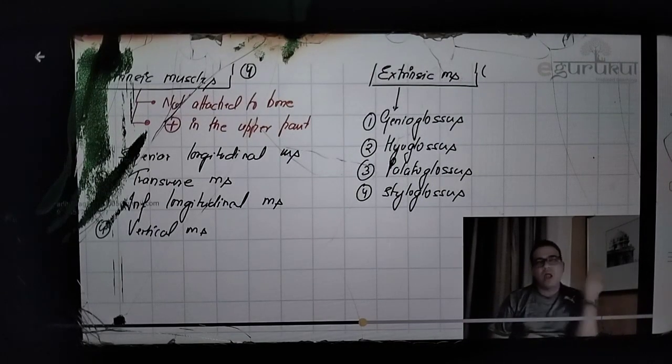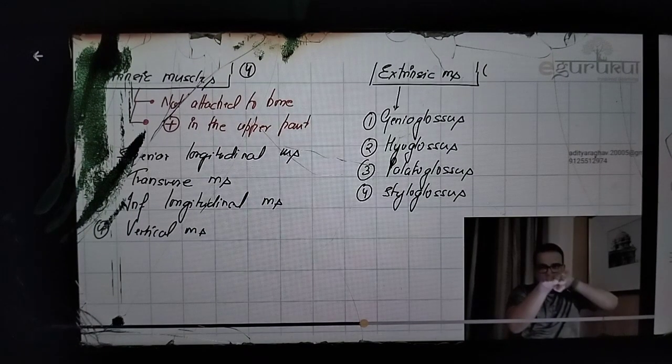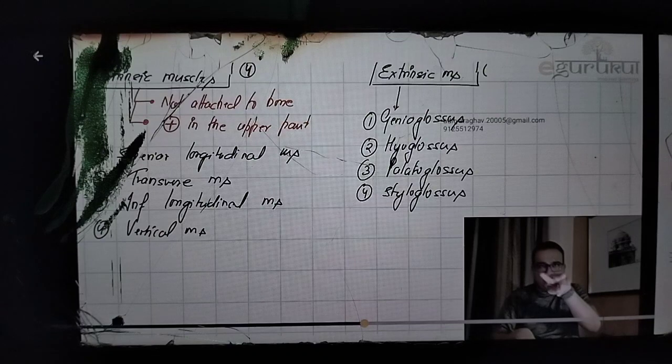If I protrude the tongue and take a coronal section like this, let's say this is my tongue, I will be able to see the muscles like this. Superior longitudinal will be running this way, so superior longitudinal will look like 2 dots. Inferior longitudinal will also look like 2 dots because they are running longitudinally.